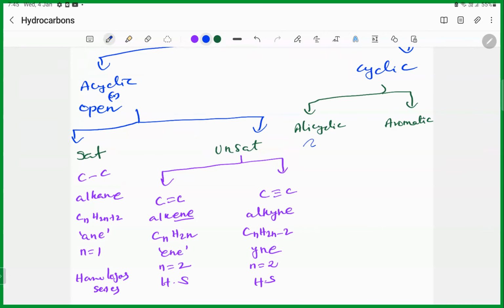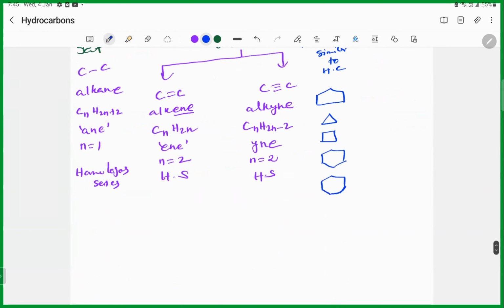Their properties are similar to those of the alkanes. Examples are cyclopropane, cyclobutane, cyclopentane, cyclohexane, cycloheptane with 7 carbons, and then cyclooctane. So these are the types of compounds.